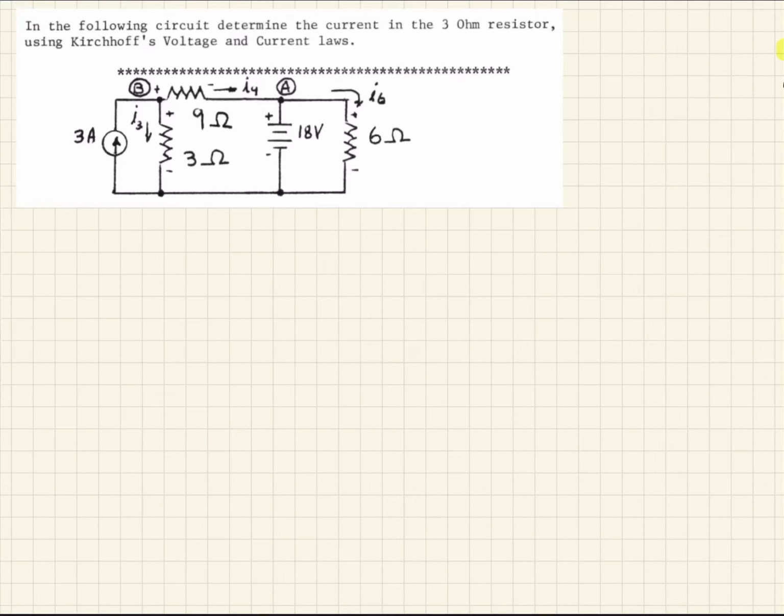So in this example, we're given a simple circuit and we're asked to determine the current in the 3 ohm resistor. So that would be this current going through this resistor, which we're calling I3. They want us to use Kirchhoff's voltage and current laws to do this. So the first step we need to do is some nodal analysis using Kirchhoff's law.